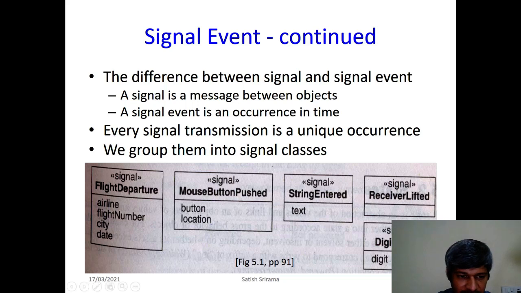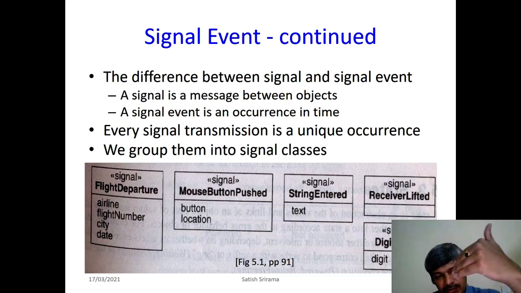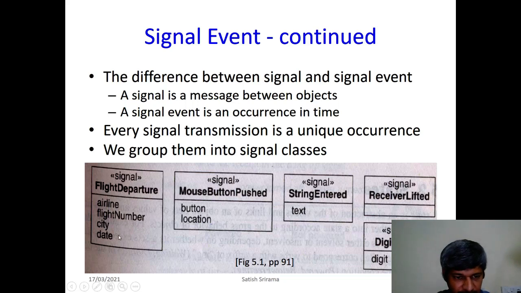Think about this flight departure signal. We have given the example of a flight. Say the airline is Air India, and Air India flight number A123 has departed from Hyderabad today. That constitutes one signal. So there can be several signals. Each signal transmission, such an event, is basically unique. So the signal can be represented like this.